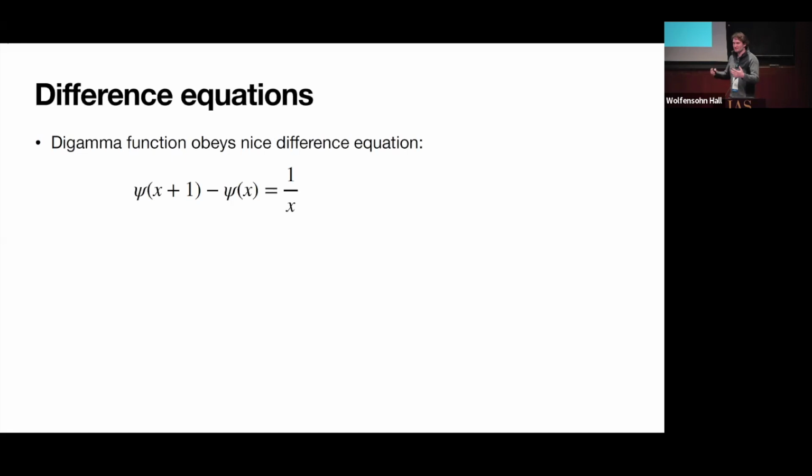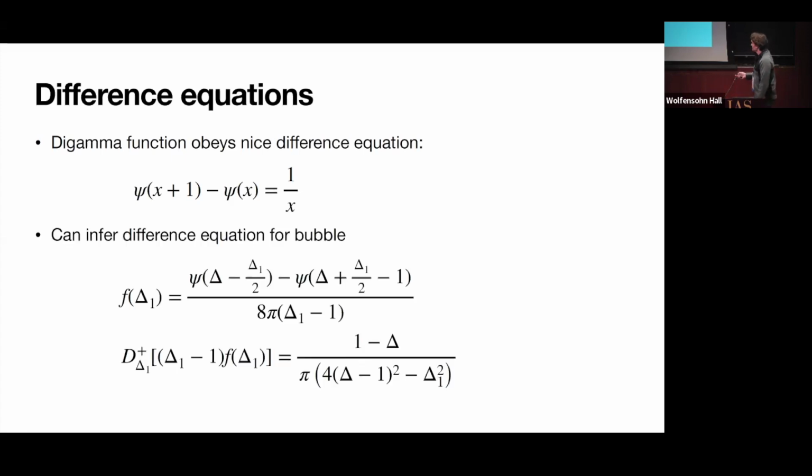And this makes a lot of sense because the bubble in flat space is a log. So here, it's natural that in AdS, you would now get a digamma function. You can then take the function before for the 2-point bubble, that's digammas, and you can use the fact that the digamma obeys a nice difference equation to reverse engineer what difference equation the bubble should obey. And it's this really nice rational function here.